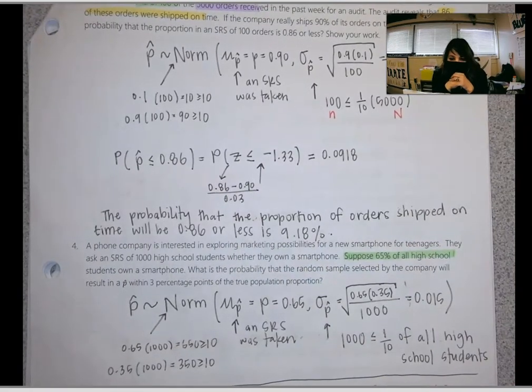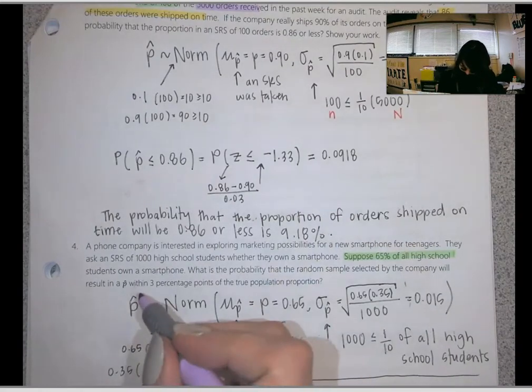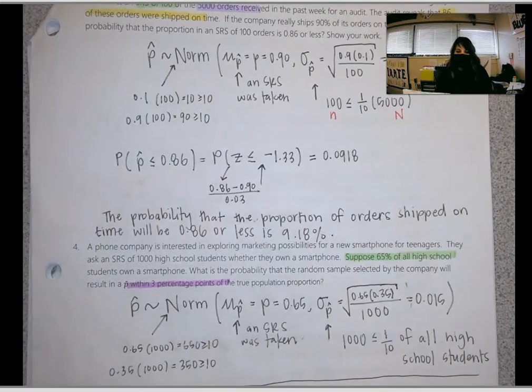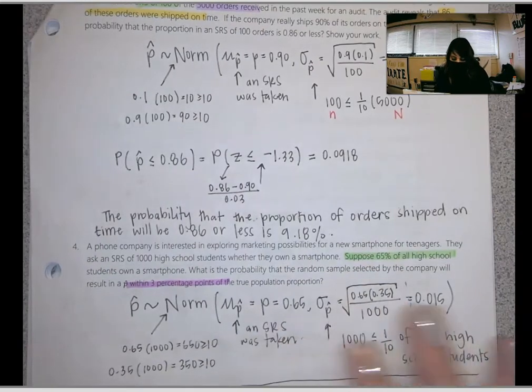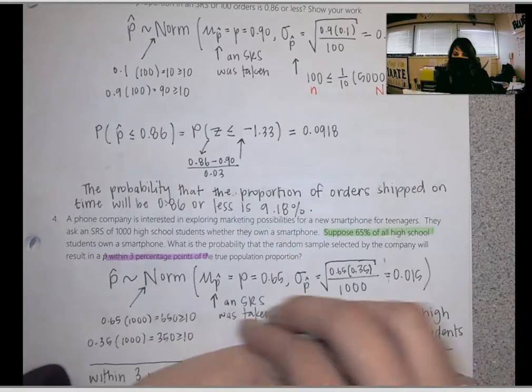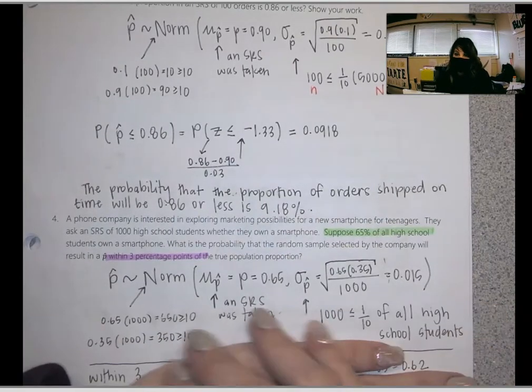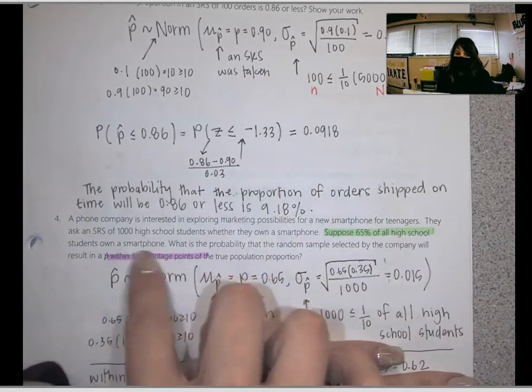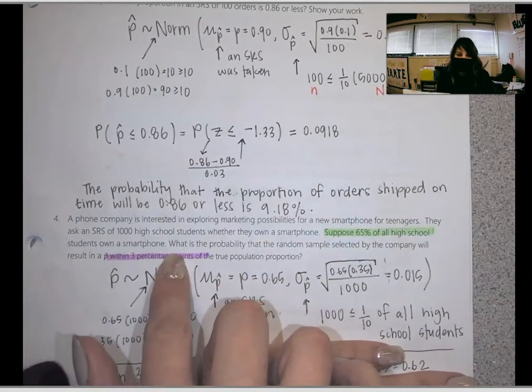What is the probability that a randomly selected sample will result in a p-hat, so a sample value, within 3 percentage points of the true population proportion? And that is the portion that I thought might give you some trouble, this within 3 percentage points. So let's just start with what we know. If you haven't already written out what the distribution would look like, do that, because you can do that without understanding this 3 percentage points business.